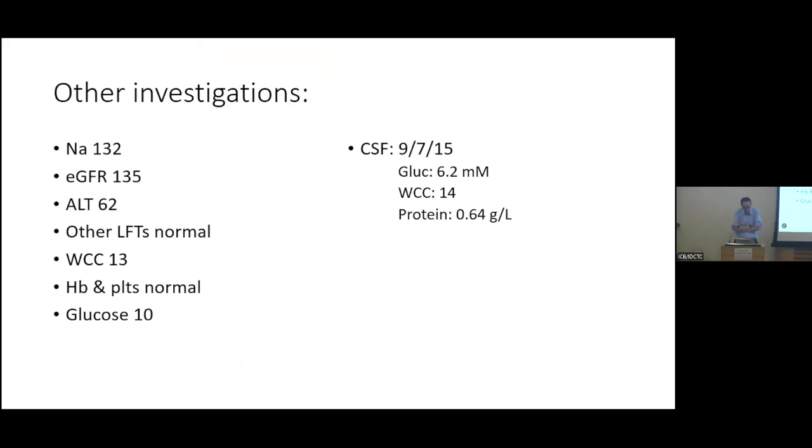She had some tests, which were not very helpful, although the lumbar puncture did show there were some white cells in the CSF. So this is a patient who's presented in coma and fever. So I'd like you guys to suggest some diagnoses.